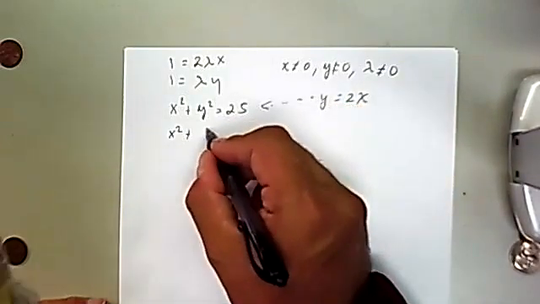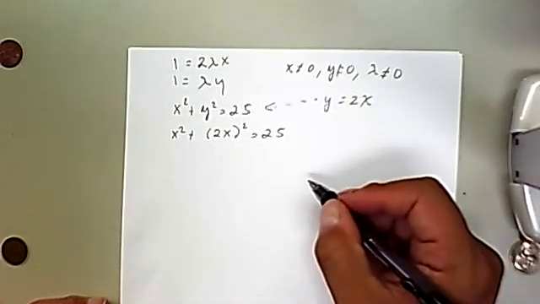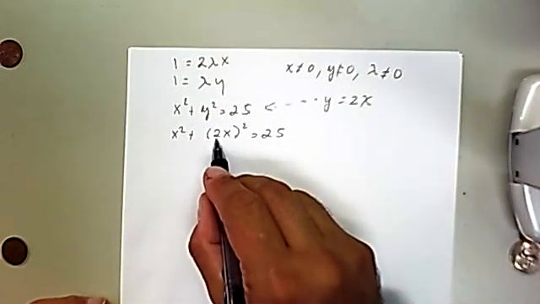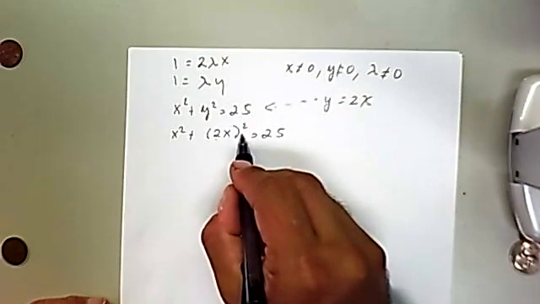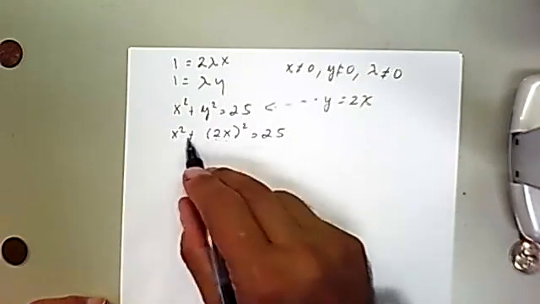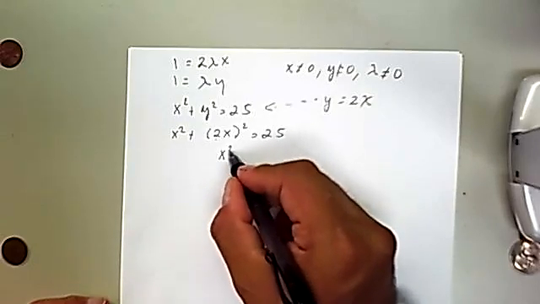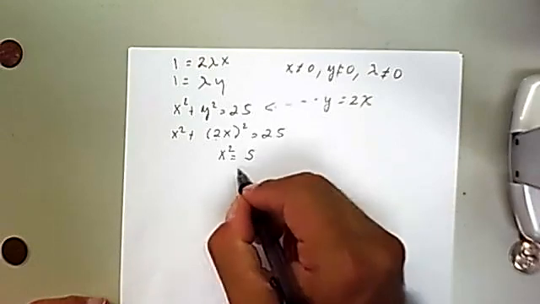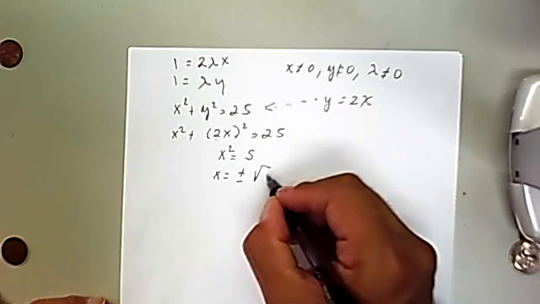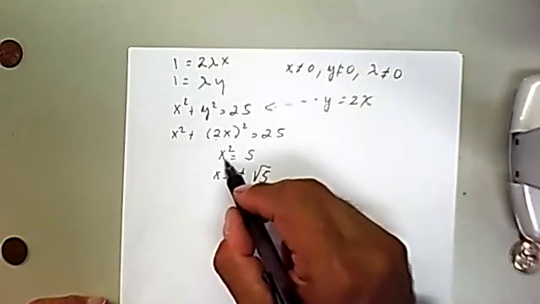So x squared plus (2x) squared equals 25. So we have a single equation on x. That is 1x squared, and the 2x is going to end up being 4x squared after we square that. So 1x squared plus 4x squared is going to be 5x squared. We can divide by 5. So x squared is going to be equal to 5, which means that x equals plus or minus the square root of 5.